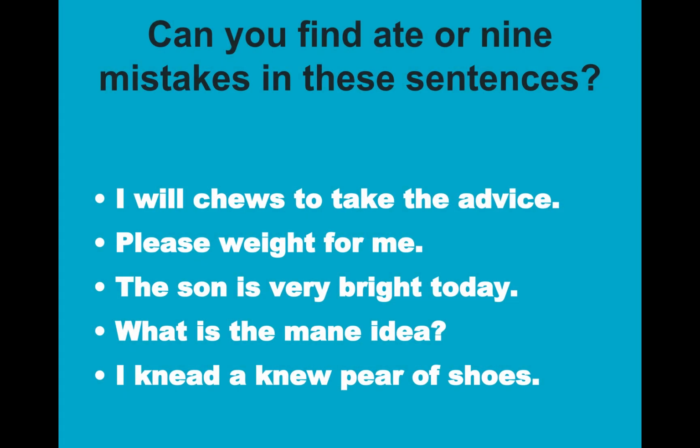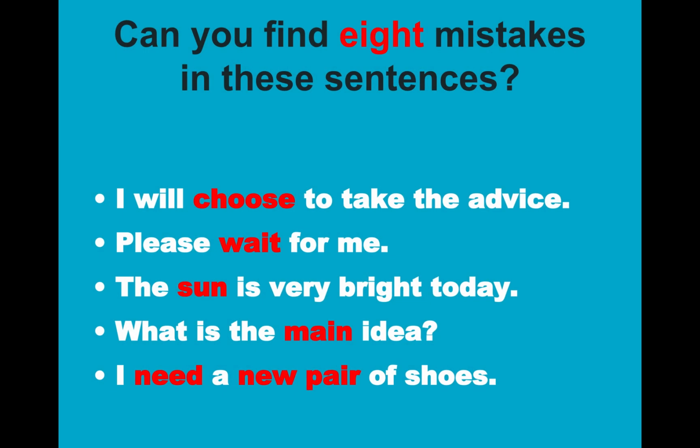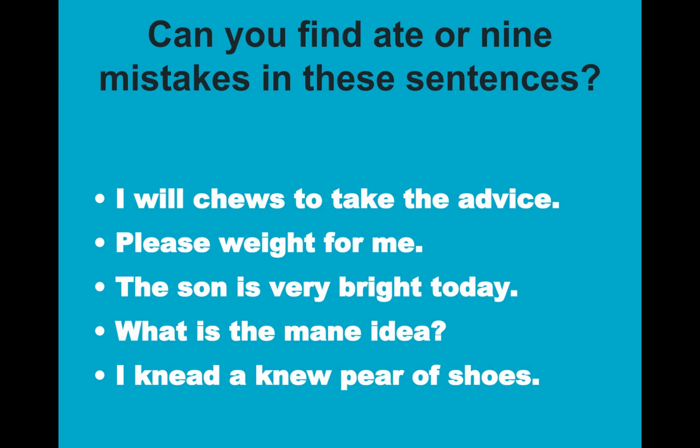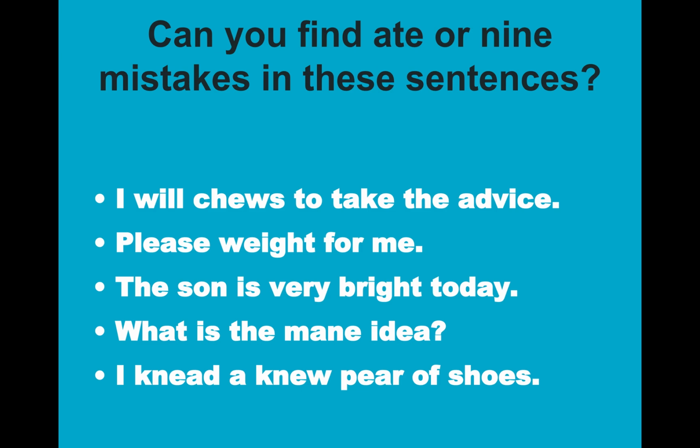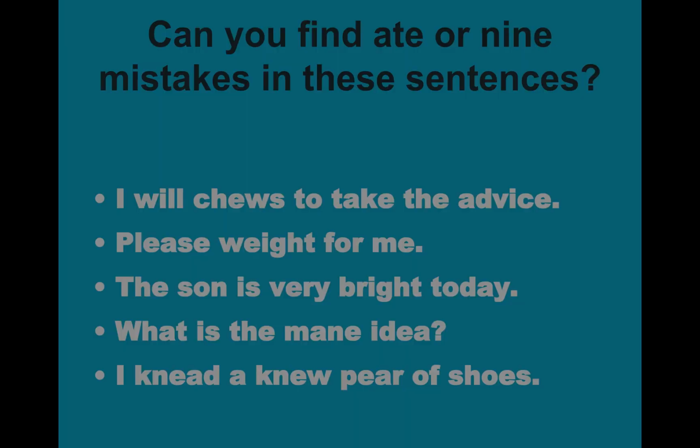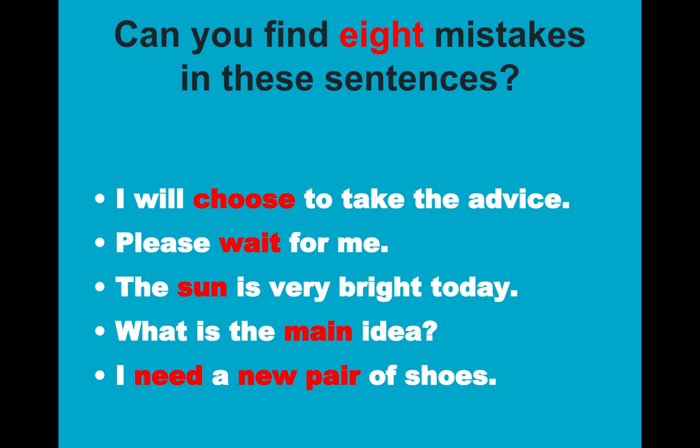Then we have the sun is very bright today. This one's referring to a kid, and we have to use the one that's referring to the sun, related to the solar system. Then we have what is the main idea, and I need a new pair of shoes, and we have to use the spelling main, and then I need a new pair, not talking about fruit. And then can you find 8 mistakes in these sentences, we have the word 8, and it needs to be referring to the number.